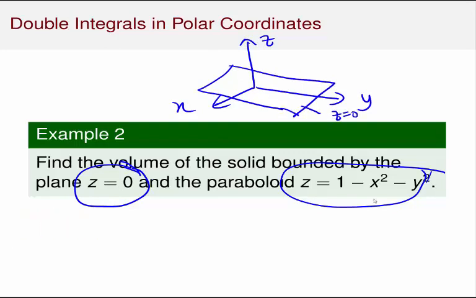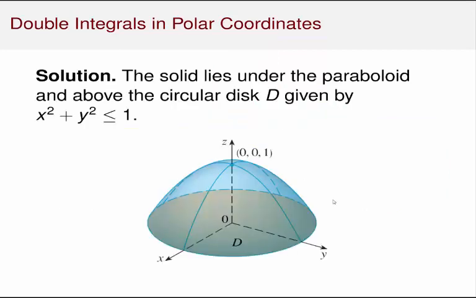The paraboloid is an example of an elliptic paraboloid opening up towards the negative z-axis. So the highest point of the paraboloid is at the point 0, 0, 1, and the surface will be opening up towards the negative z-axis. Do you see that? Our region is bounded between the paraboloid and the xy plane. Here I have a better picture of the solid. Notice that the bottom surface of the solid is the disk of radius 1 centered at the origin.